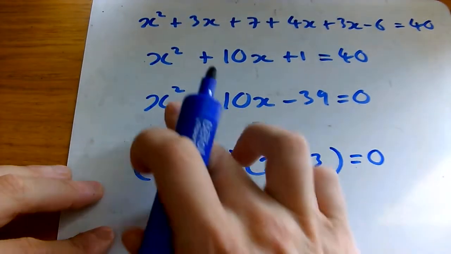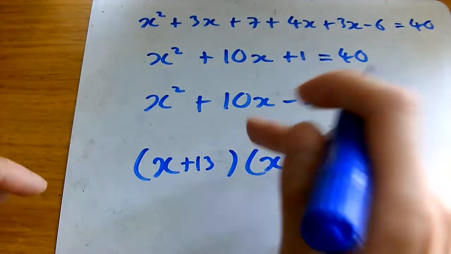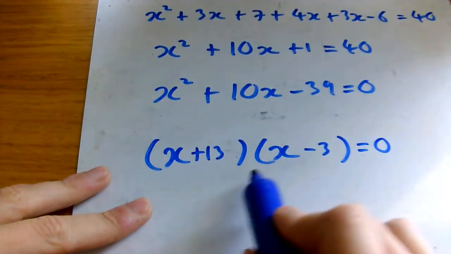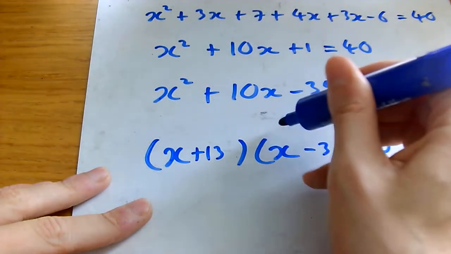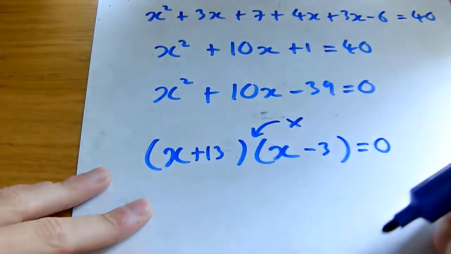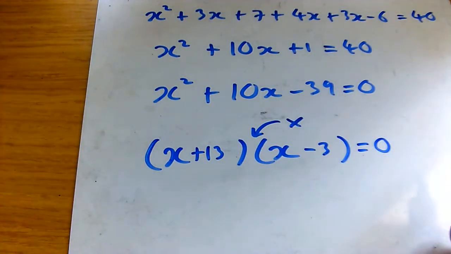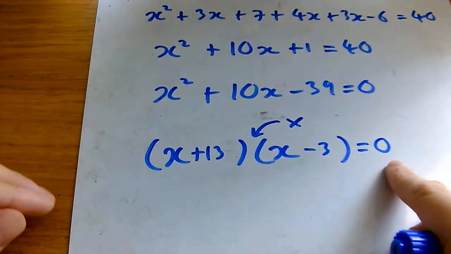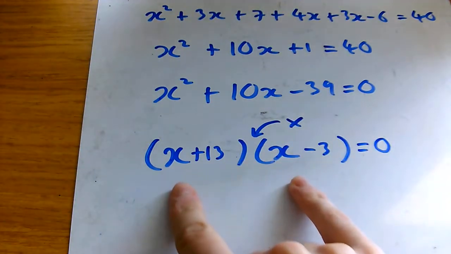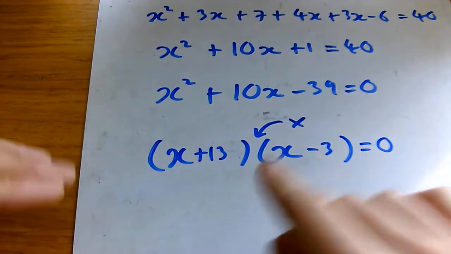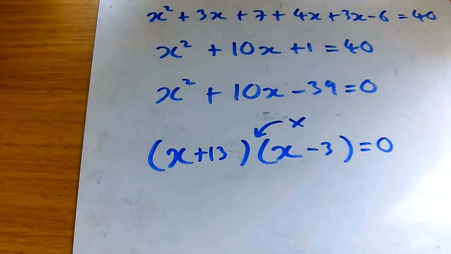Now we're actually trying to solve the equation here, trying to work out what x is. These two brackets are being multiplied together. These are two numbers really, we just don't know what they are. If you want to make 0 as your answer from multiplication, at least one of the numbers has to be 0. There's no other way to do it.